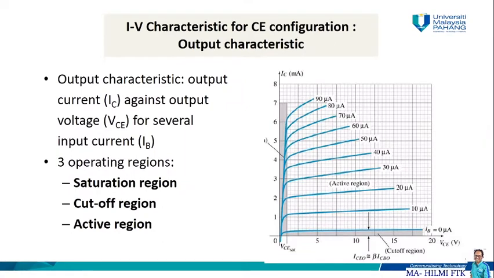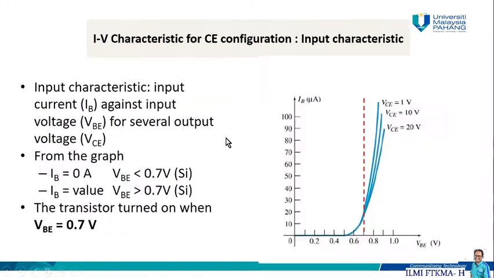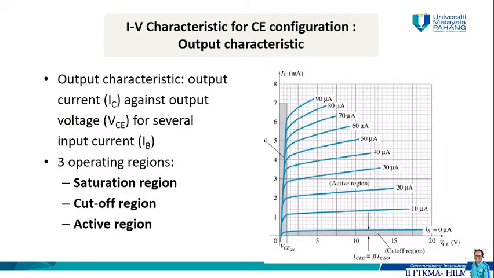And then we also are going to take a look at the output characteristic. So tadi kita tengok input characteristic, sekarang kita tengok output pula. So in the output characteristic, we are going to take a look at the output current, the current at the collector IC, against the output voltage, the voltage at the collector VCE, for several input currents IB. Okay, so ada beberapa input current yang kita akan tengok, and we are going to obtain a result where it's going to look like this.